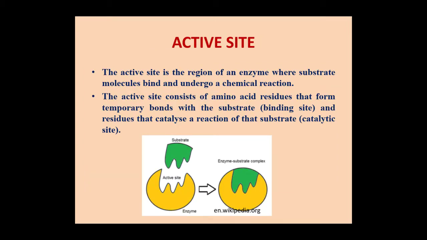Active site. The active site is the region of the enzyme where the substrate molecule binds and undergoes a chemical reaction. As we see in this picture, this is the substrate, this is the enzyme, and this is the active site of the enzyme. The substrate molecule binds to this active site. The active site consists of amino acid residues that form temporary bonds with the substrate, and residues that catalyze the reaction of that substrate, meaning the catalytic site.